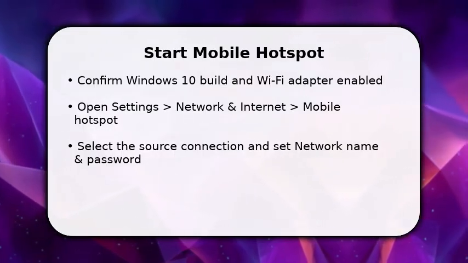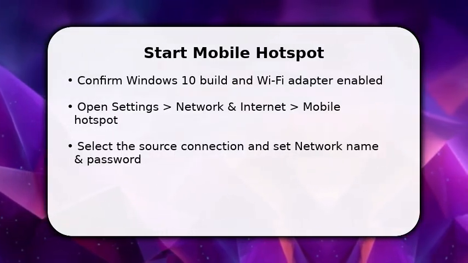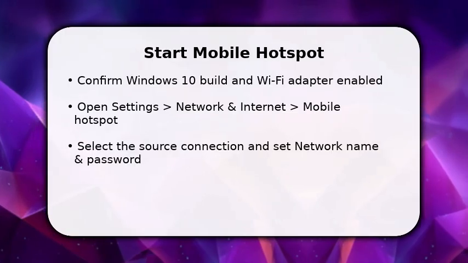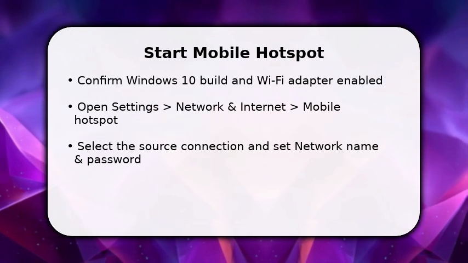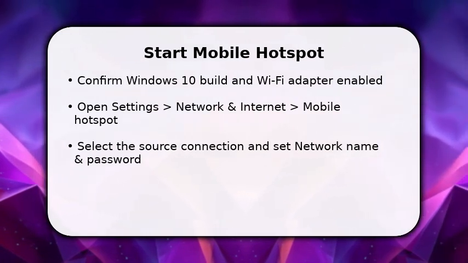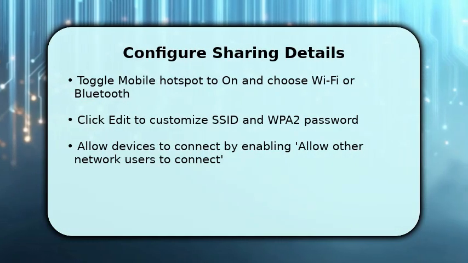Next, set a clear network name and a strong password so others can join securely. This initial step creates the hotspot framework you'll use in the next stage. Now toggle the mobile hotspot on and choose Wi-Fi as the sharing medium for typical tethering.